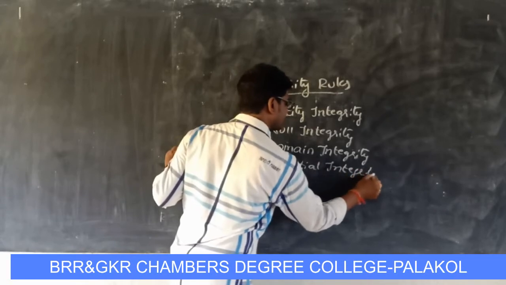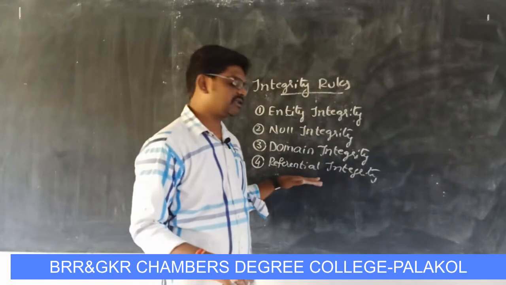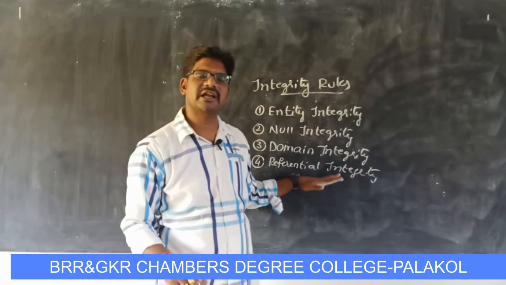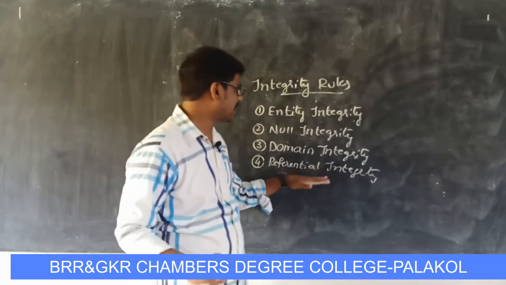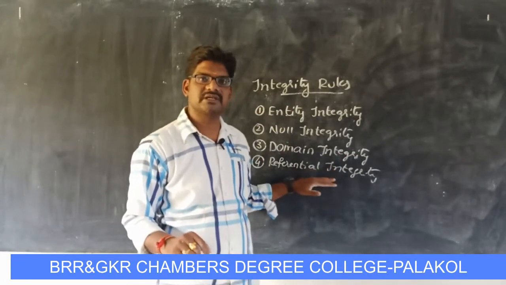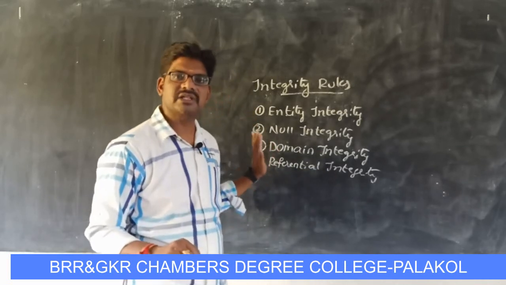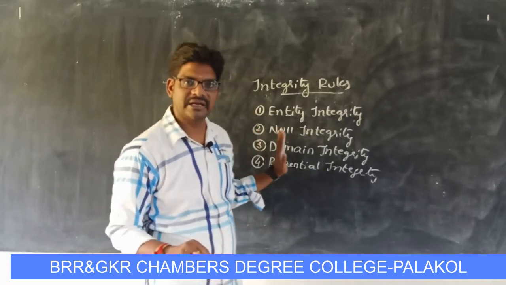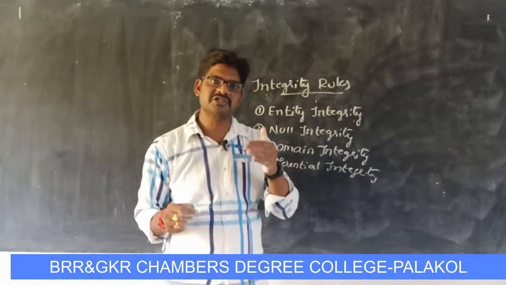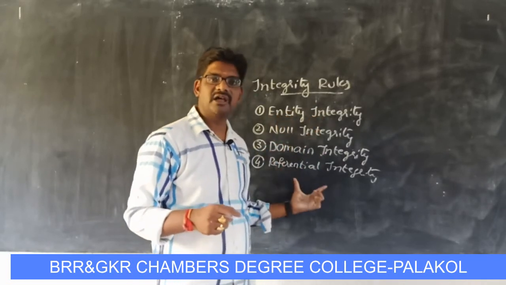Referential integrity. What does referential integrity mean? We have to maintain the foreign key in a proper way. That means we have to establish the relationship between the two tables with the help of the primary key and the foreign key. The foreign key values must match with the primary key values, then only the two tables are interrelated. All the information within the database must be maintained by using the primary key and the foreign key.